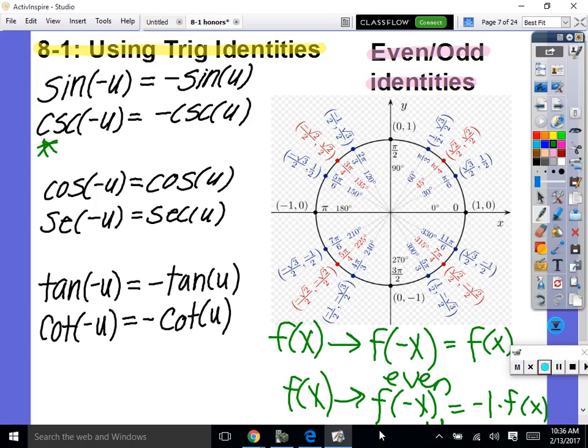Let's say we're dealing with sine of 30 degrees. What's sine of positive 30 degrees? 1/2. Now let's look at sine of negative 30 degrees. That's -1/2. So when we plugged in the negative, it came out -1 times the function. So that makes it odd.